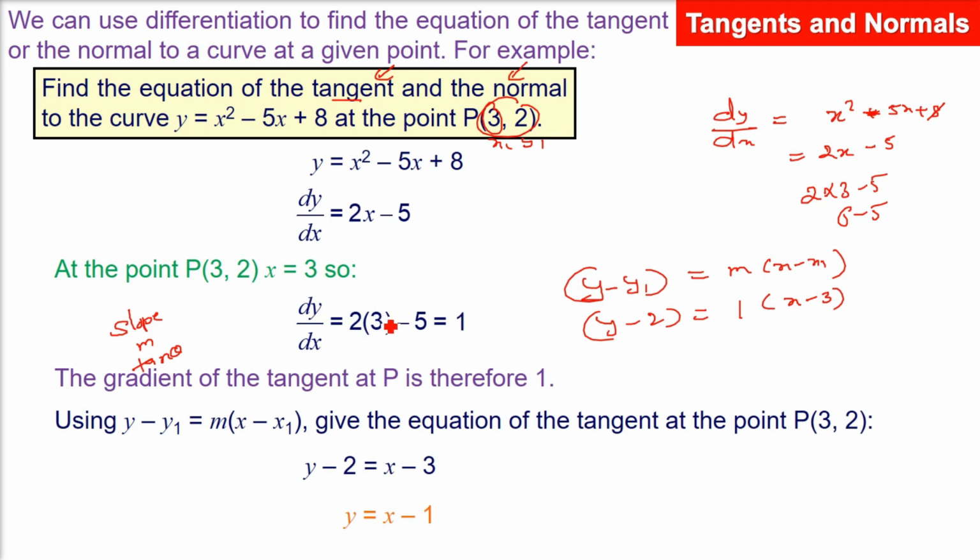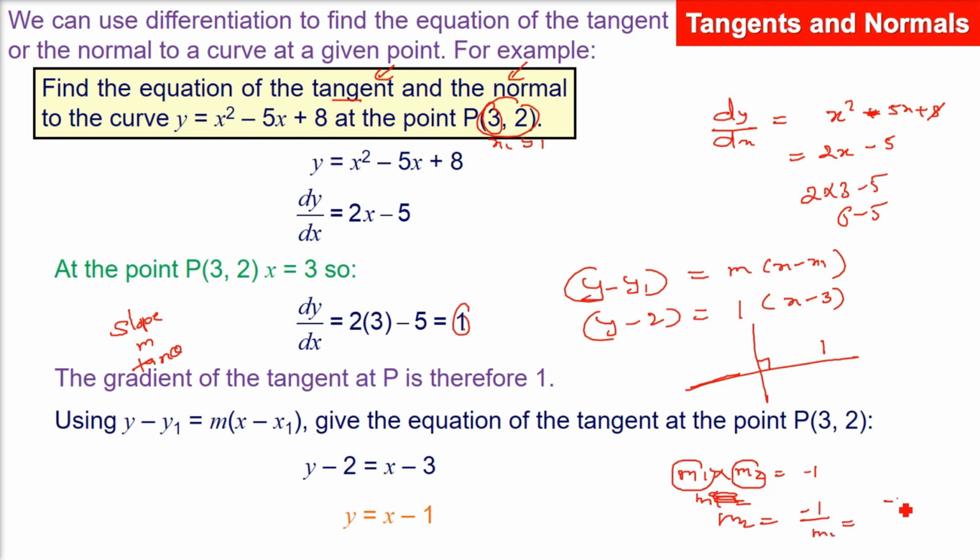Now in order to find out the normal, as I said, tangent and normal are perpendicular to each other. So the slope, which is nothing but the tan theta, tan theta 1 into tan theta 2 will be equal to -1. You know already that. So m1 into m2, that is the slope of tangent and normal, is going to be -1. So once you have the slope of the tangent, which is 1, the slope of the normal will be -1. Okay, so -1 by 1 is -1.